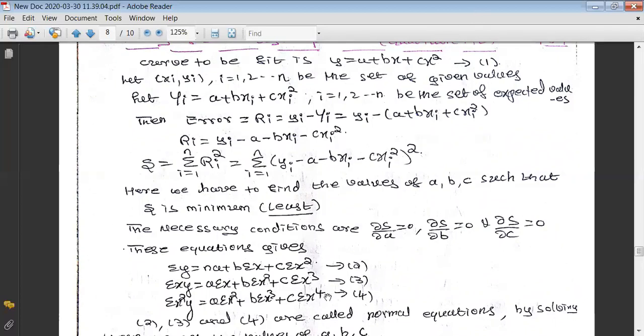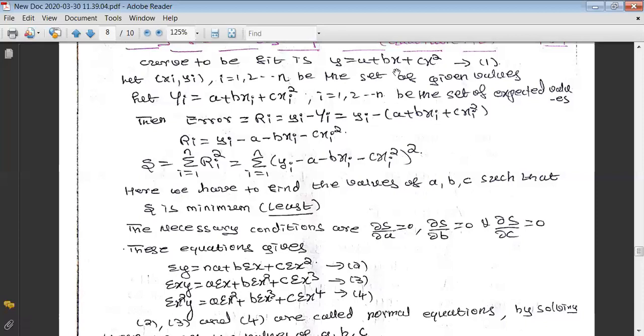Now, in order to write the third normal equation, multiply both sides by x square, then take the summation. That is summation x square into y. a into x square, a is a constant, summation x square. b into x cube, b is a constant, summation x cube. c into x raised to 4, c is a constant, summation x raised to 4. And this is the procedure to write the normal equations.